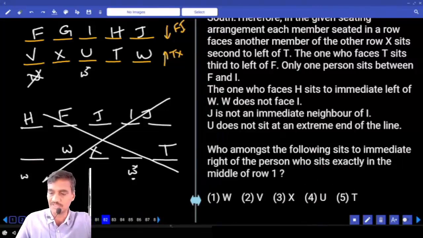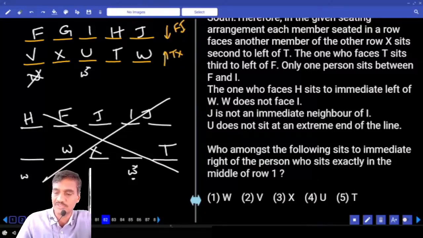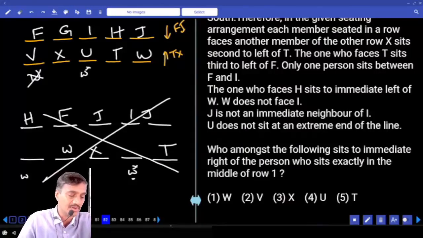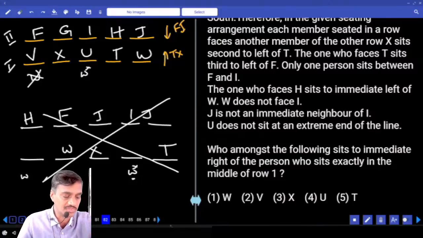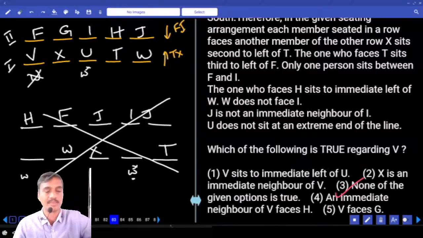Then coming to this 82. Who among the following sits to the immediate right of the person who sits exactly in the middle of row 1? Now this is row 1 and this is row 2. The question is about the person who sits exactly in the middle of row 1. Row 1 is U. Immediately right hand side to this person is T. T, that is choice 5, question 82.